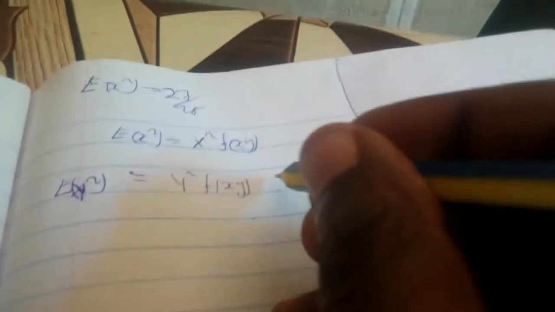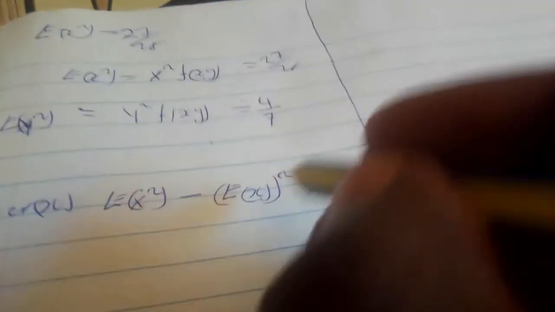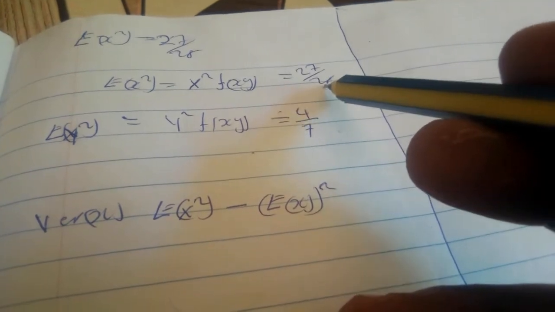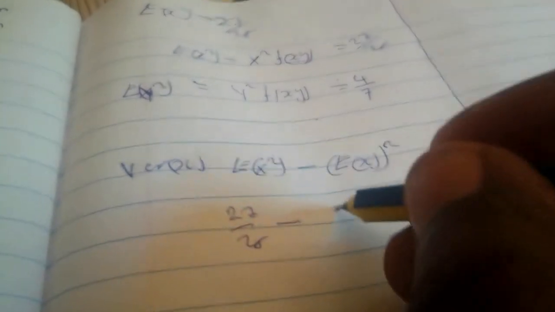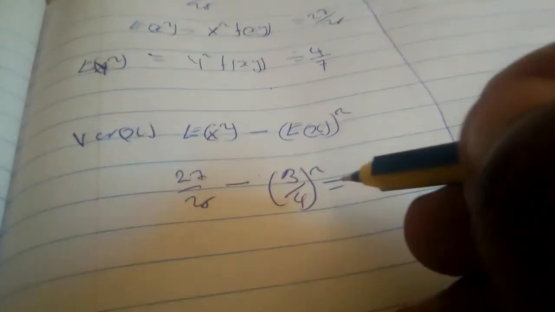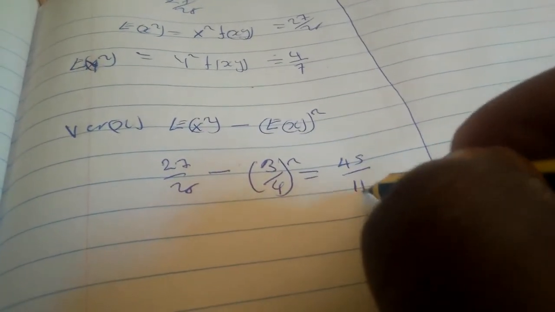So for this one, this one is equal to 4/7. This one is equal to 27/28. So you come to variance of x. Variance of x is equal to summation of x squared minus summation of x, all of them, squared. So summation of x squared is equal to 27 over 28 minus summation of x, which is 3 over 4, all of them squared. So you are going to get our answer, 45 over 112.